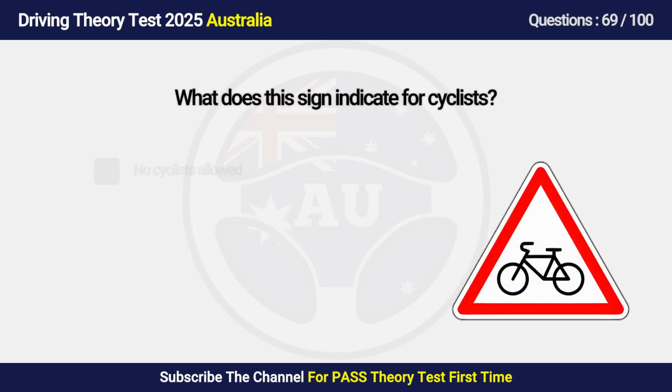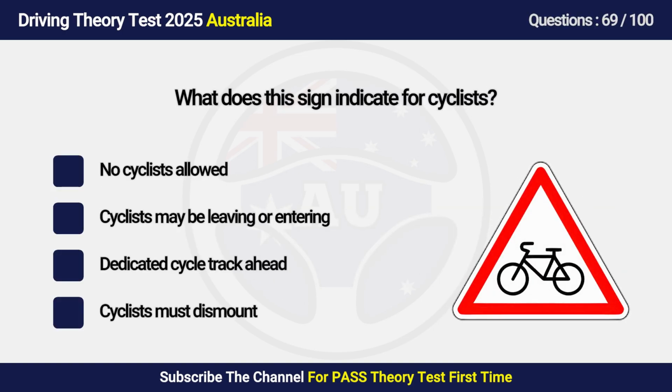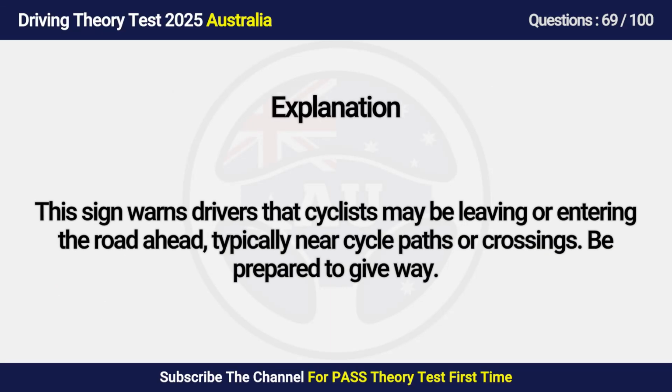Question 69. What does this sign indicate for cyclists? A. No cyclists allowed. B. Cyclists may be leaving or entering. C. Dedicated cycle track ahead. D. Cyclists must dismount. Answer is B. Cyclists may be leaving or entering. This sign warns drivers that cyclists may be leaving or entering the road ahead, typically near cycle paths or crossings. Be prepared to give way.